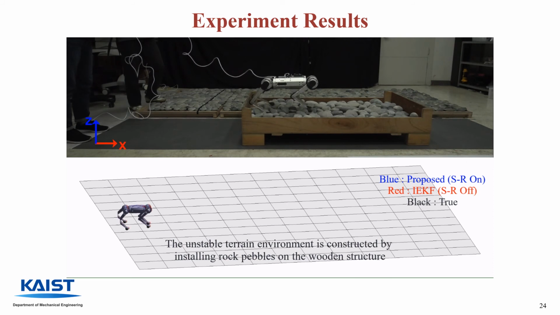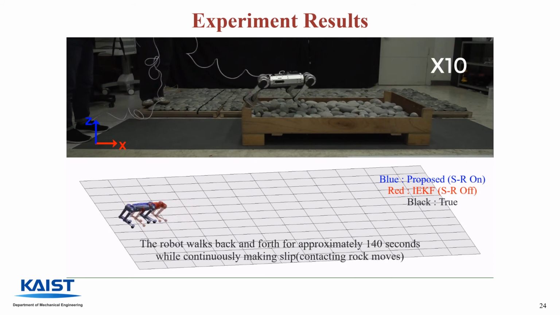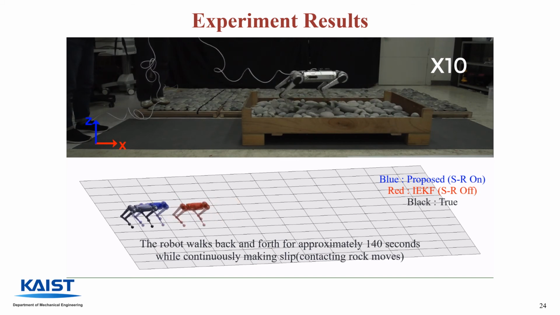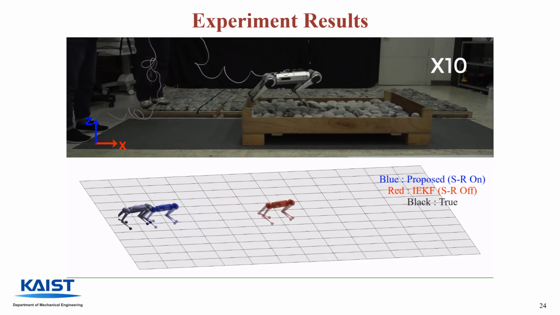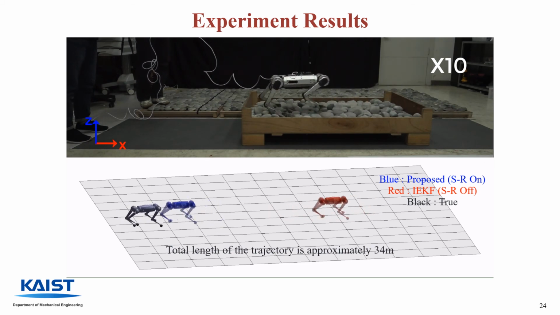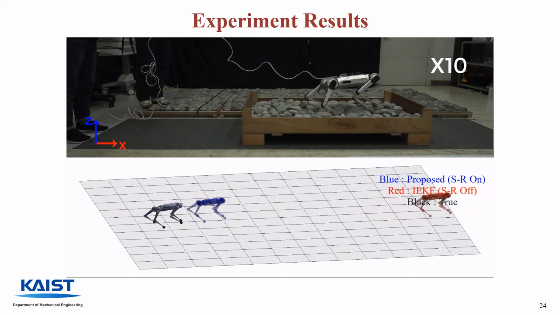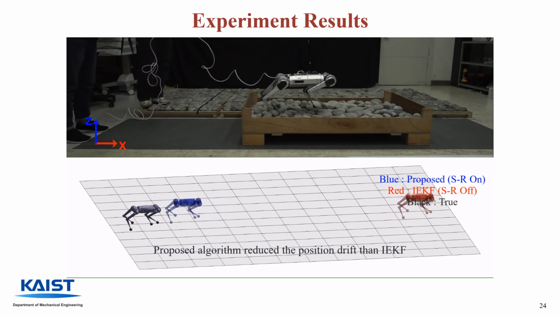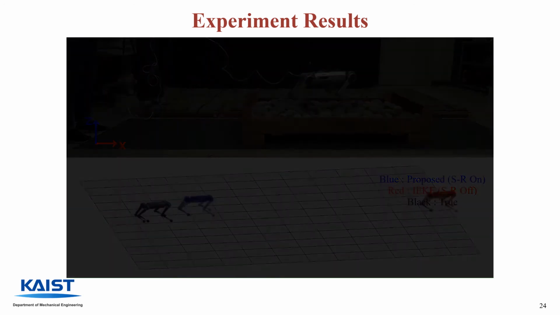The third environment is the unstable terrain environment. In this scenario, the robot walks back and forth for approximately 140 seconds, with approximately 34 meters as the total length of the trajectory, while the contacting rock continuously moves. As you can see, the proposed algorithm could reduce the final position drift compared to the IEKF algorithm.